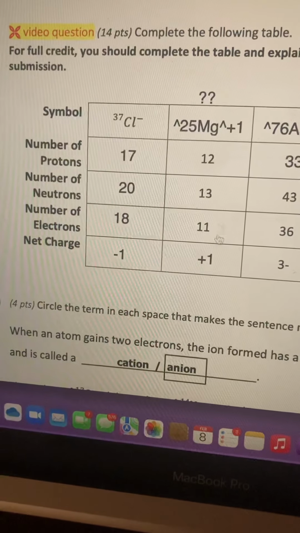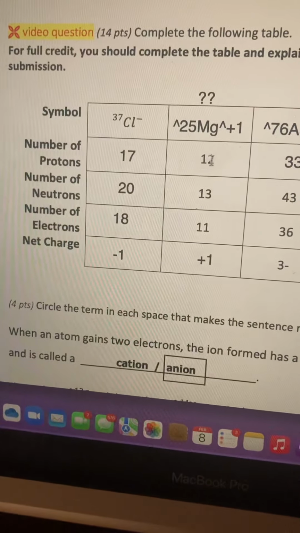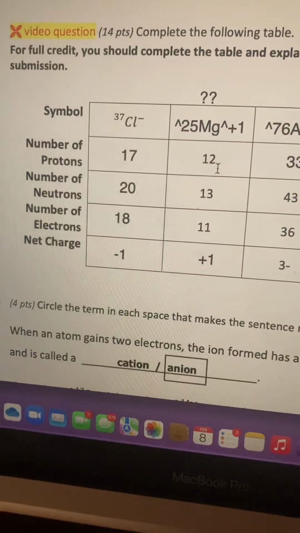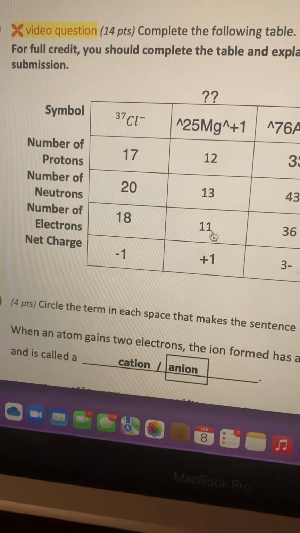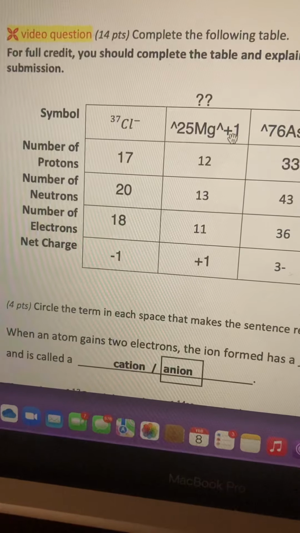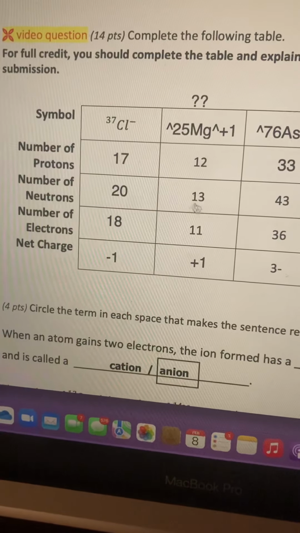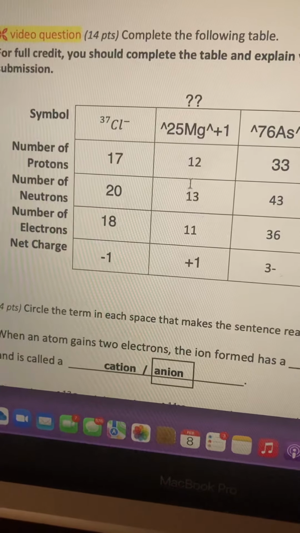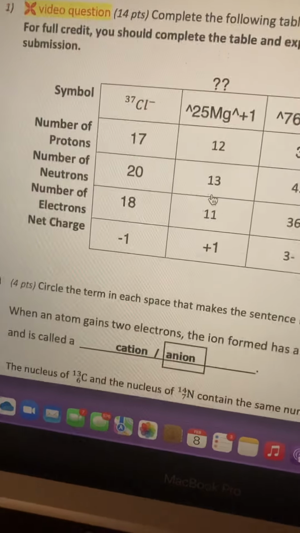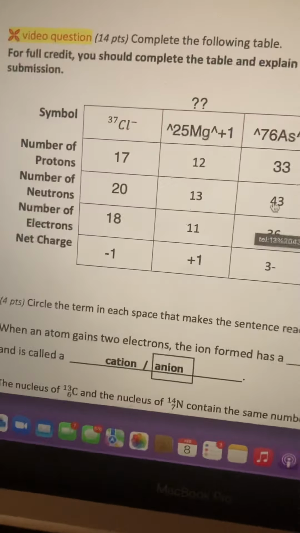and 12 protons, which means there's a net positive charge of only 1, which confuses me because magnesium is usually 2 plus. I'm assuming these two are supposed to be switched, but I could just be wrong in general as well. So there's that.